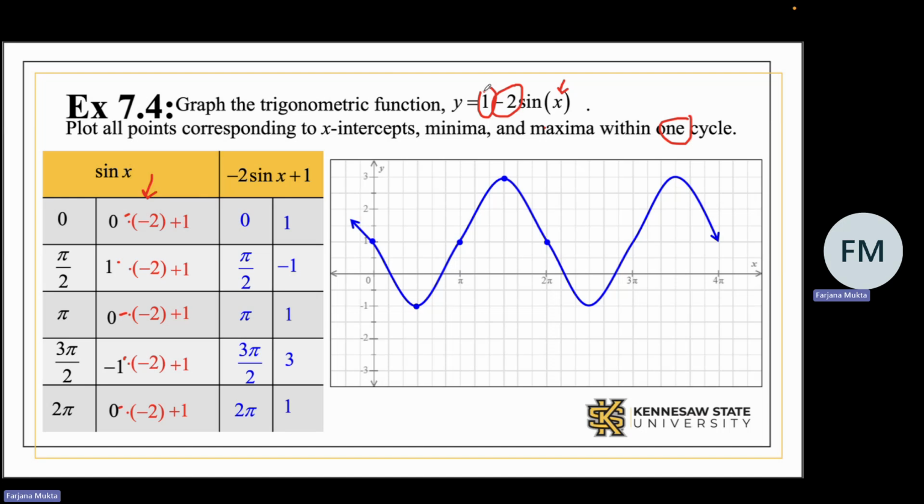And then also notice that the minimum value of this transformed function is now -1, and the maximum it's getting is 3, right? Okay, I hope it makes sense. All right, now let's move forward to our next example.